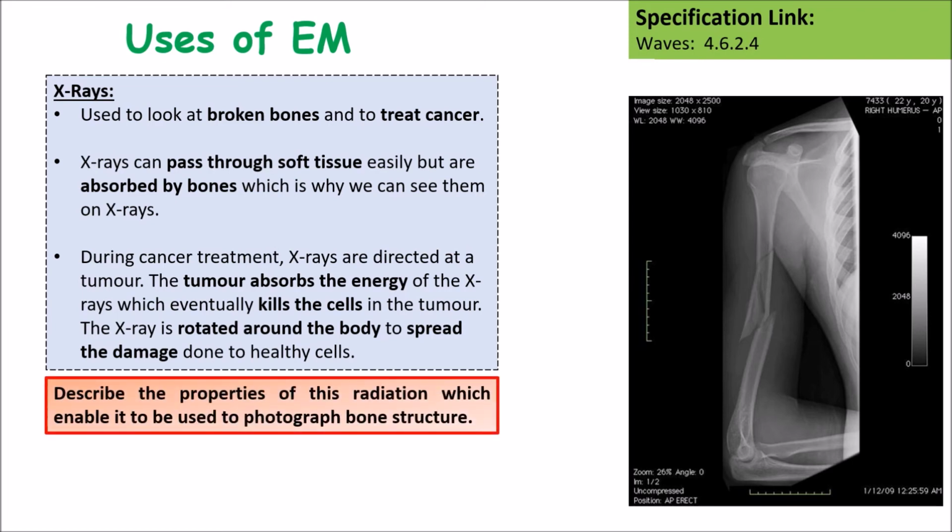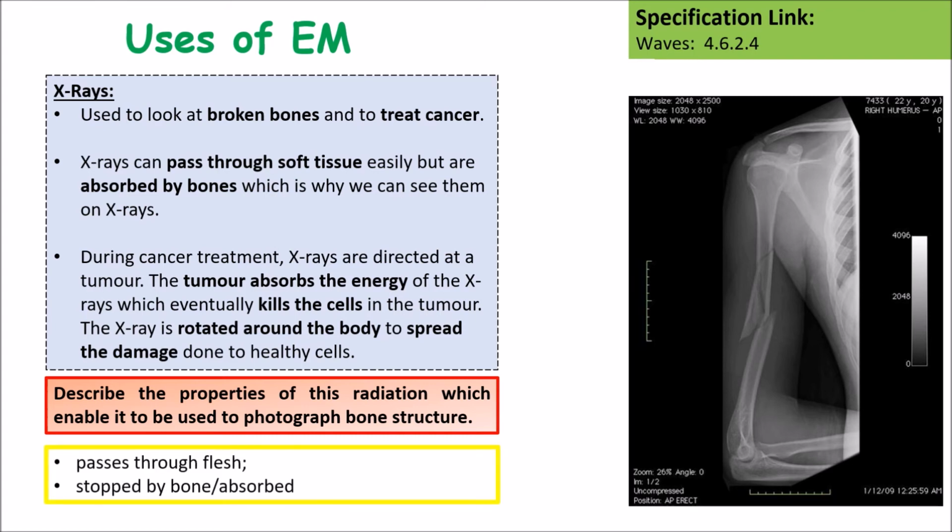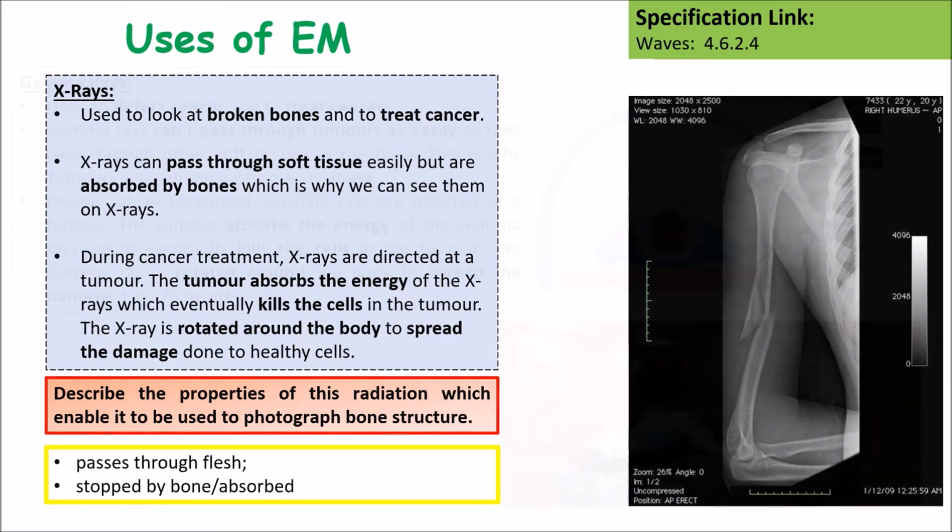If we're describing the properties of radiation which enable us to see bones, it's because the X-ray passes through the flesh, however it is stopped or absorbed by the bone.